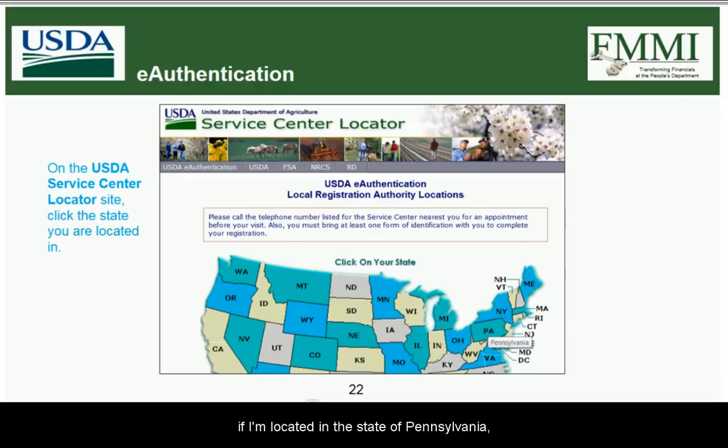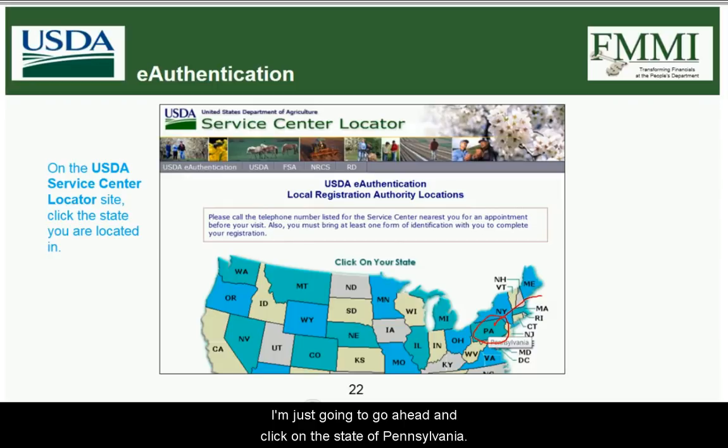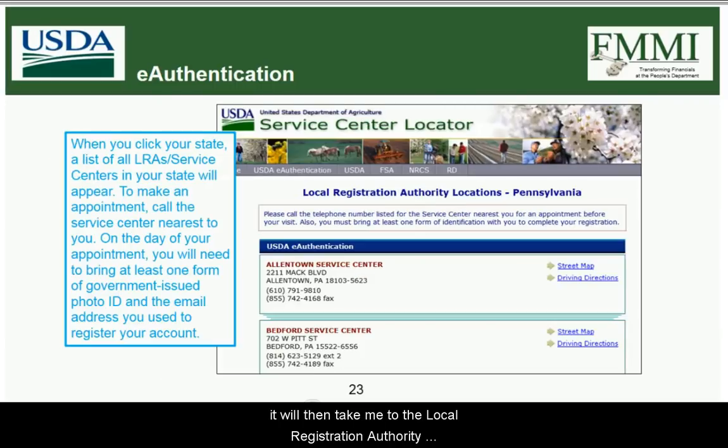So for example, if I'm located in the state of Pennsylvania, I'm just going to go ahead and click on the state of Pennsylvania. And once I do that, it will then take me to the local registration authority locations page for my state, in this instance, Pennsylvania, for example. To make an appointment, you just call the service center nearest to you. On the day of your appointment, you'll need to bring at least one form of government-issued photo ID and the email address that you use to register your account.